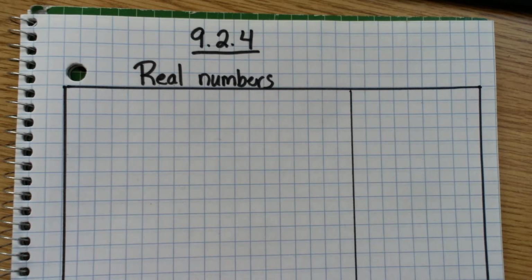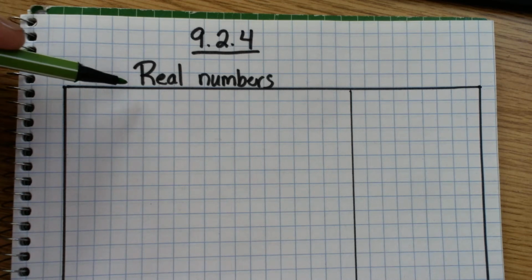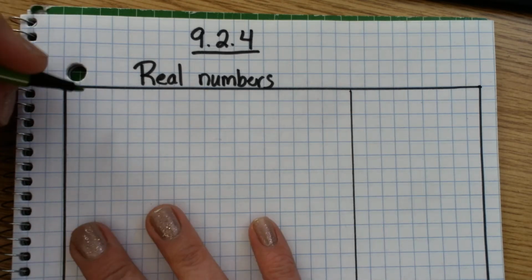So for right now, everything we've done in math all the way up to 8th grade has been working with real numbers. So today we're just going to break real numbers down into different categories and just find out what are some examples of numbers in each of the categories.